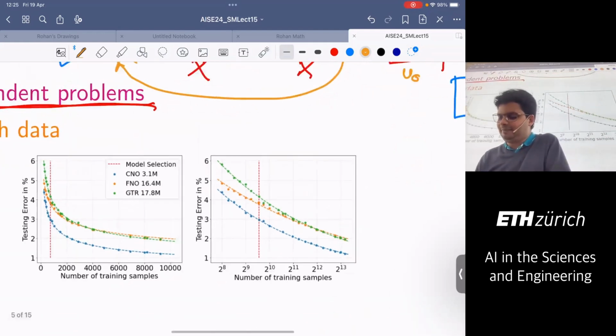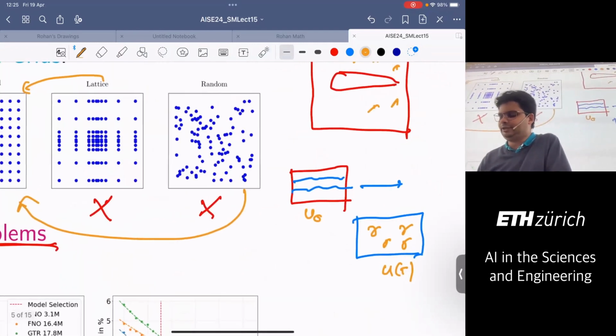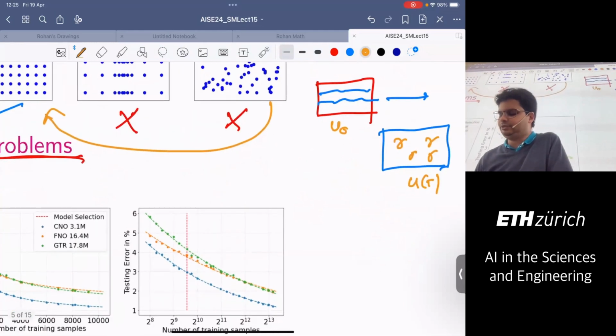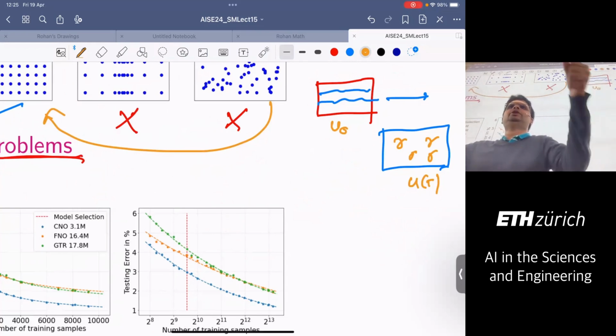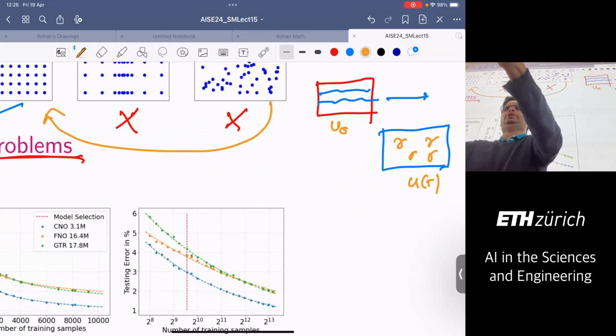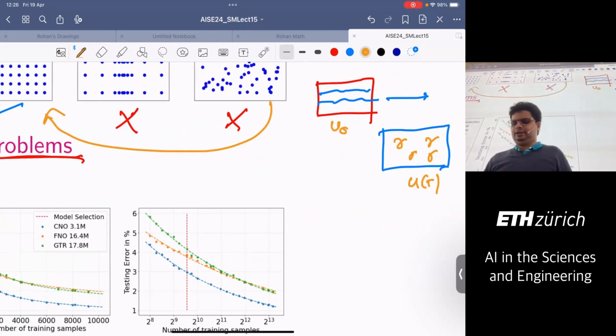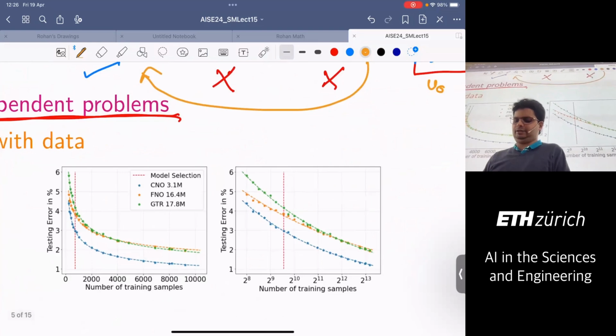So this is exactly the same problem as before. Remember this Navier-Stokes shear layer problem. The task is to just predict the solution at time t equal to 1, given the initial data. So I'm taking out the time information completely. I'm saying, okay, you give me an initial condition, and I will churn out the solution at a certain time. This is the setup, right? Now, what I did here is that we took 3 models, CNO, FNO. The number of parameters are comparable.